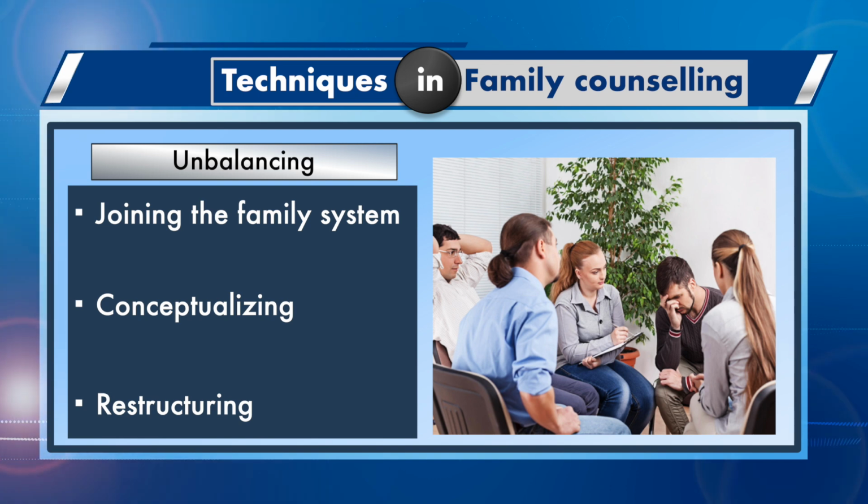And the second stage is conceptualizing or diagnosis, where the therapist analyzes the processes that cause the problematic behavior, and then restructuring the family system, where the therapist encourages the family members to make changes in the ways they respond to each other. Now, unbalancing is a part of the last stage, which is restructuring the family system. Here, the therapist briefly joins or supports one subgroup or individual in order to use his or her authority to change those relationships or the rigid structure in the family.